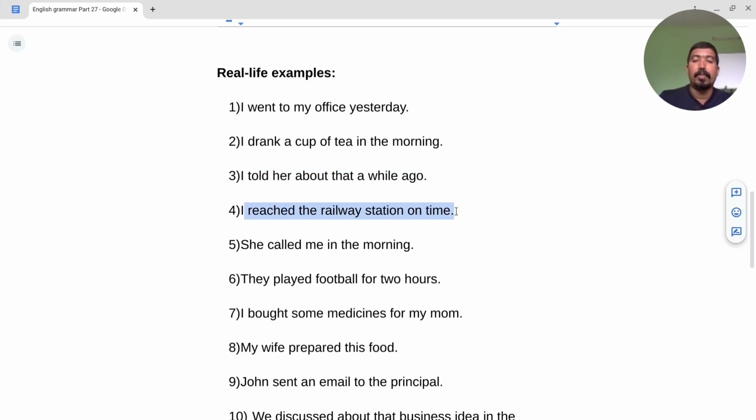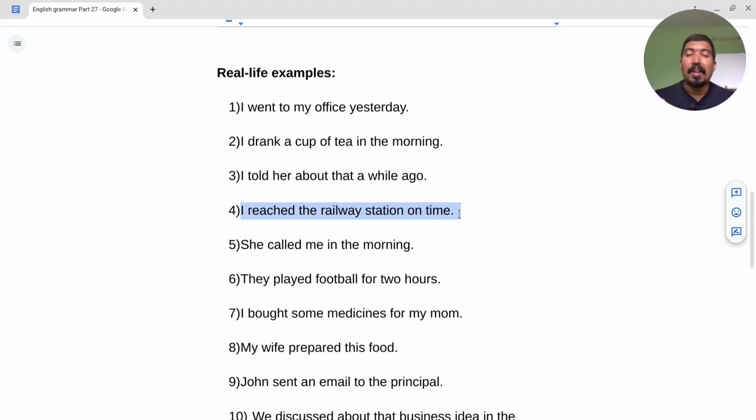I reached the railway station on time. My friend asked me, okay, you started to the railway station very late, right? So did you reach there on time? Did you catch the train? I answered him like this. Yes, I reached the railway station on time.